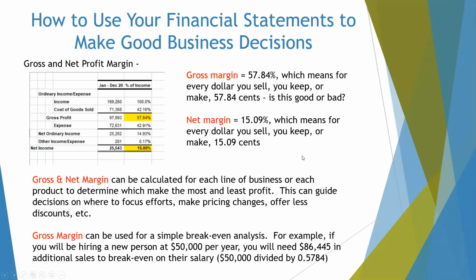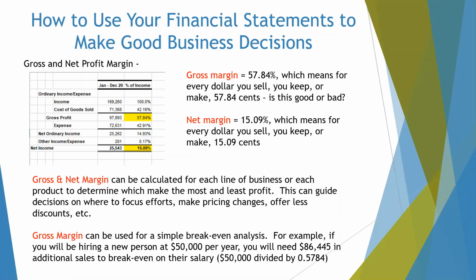All right, so your gross and net margin. This is directly from QuickBooks, and you can set it up to show you what your gross margin is. Your gross margin is just a percentage, and it's your gross profit, all right? And this is just your gross profit divided by your income, 57.84%. This means for every dollar you sell, you are keeping 57.84 cents. Is this good or bad?